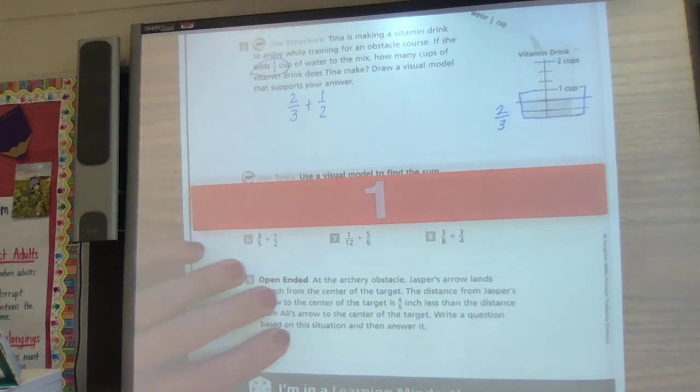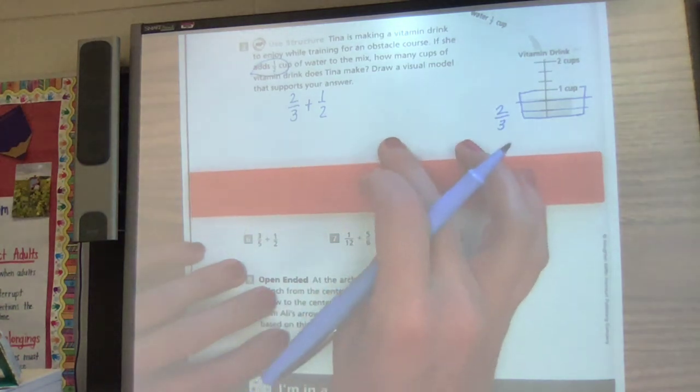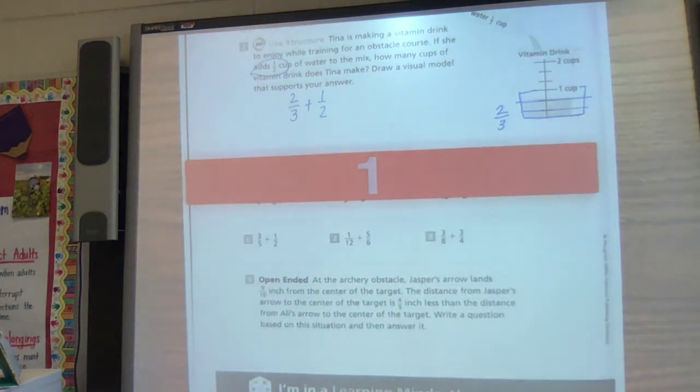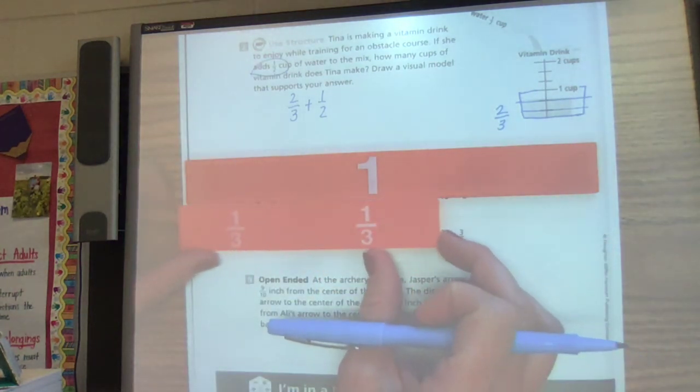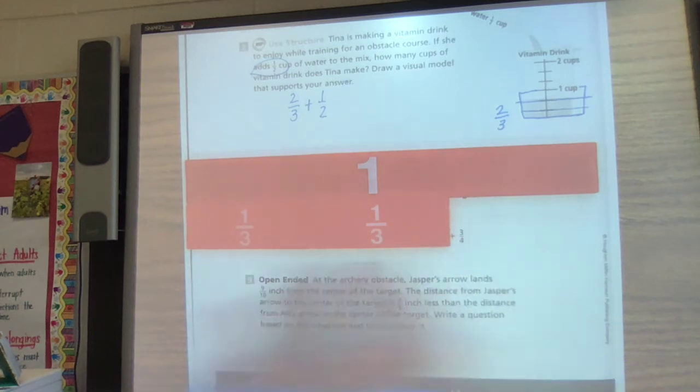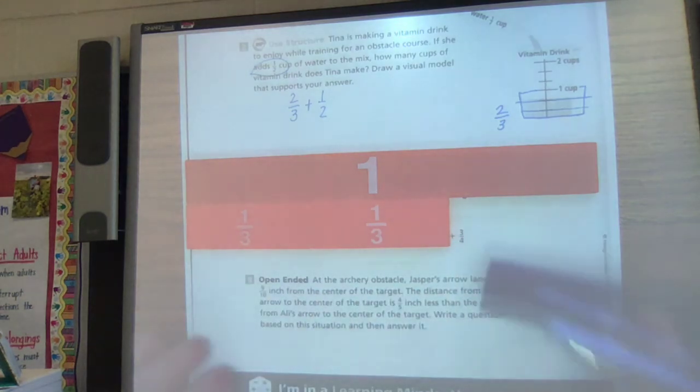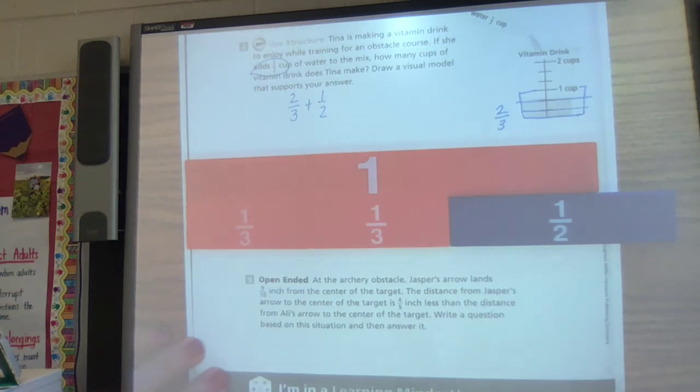Let's think about what we could use for that. So I've got my 2/3 and a half. Oh, interesting. I hope you're noticing that this is going to be more than 1. We can see that when we're representing it right here. I hope you guys can see it well. I know that my answer is going to be larger than 1.